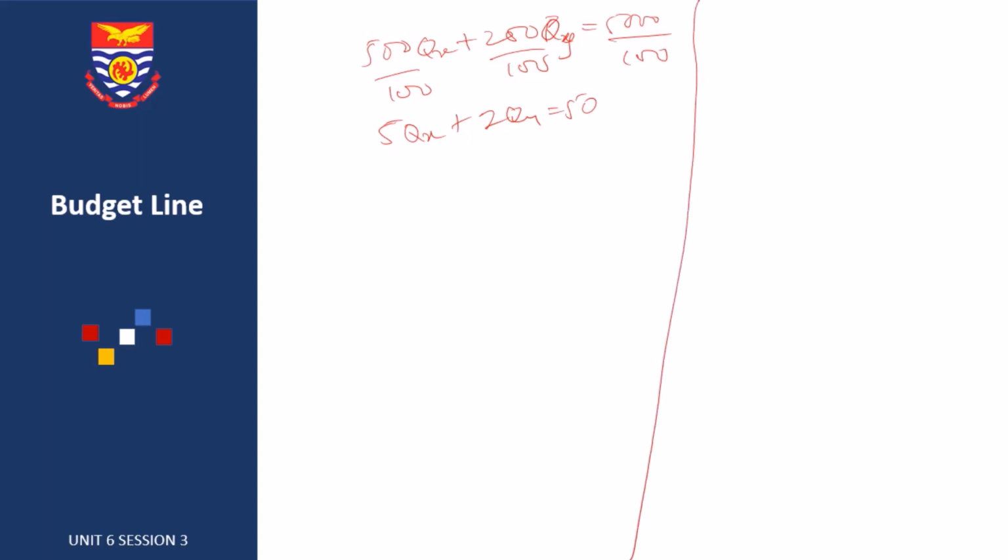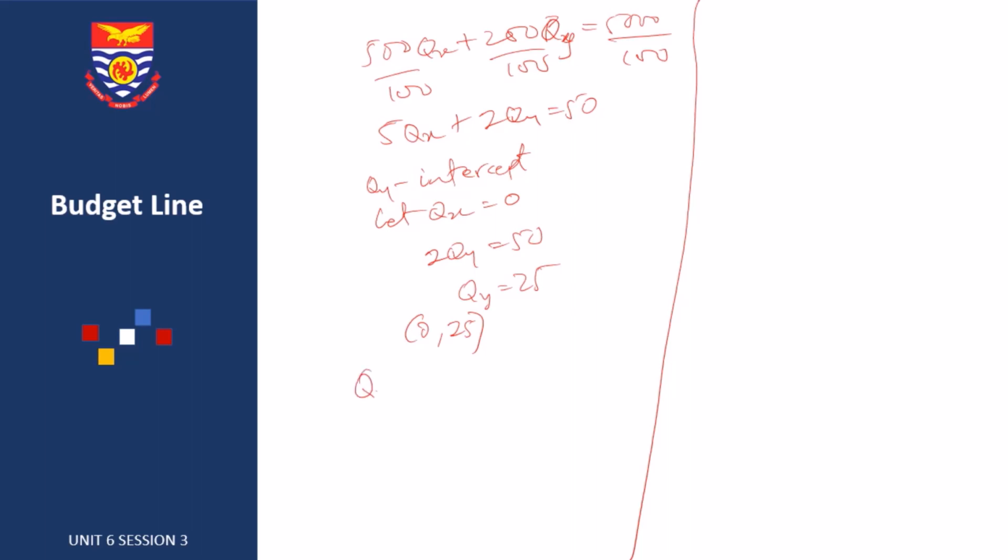Now I'll have to find the QY intercept. So I'll say the commodity Y intercept. For that one, we will say let QX be equal to 0, so that I'll have 2QY equal to 50. Divide both sides by 2. 50 divided by 2 is 25. So the intercept is going to be 0, 25.